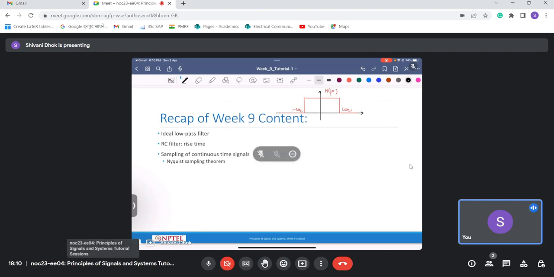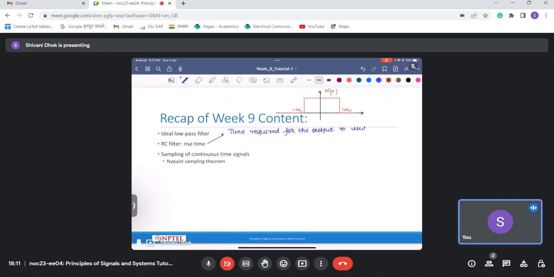So this concept of rise time, let me define it properly. The rise time is basically the time needed or time required for the output to increase or rise from 10% to 90% of its maximum value. Okay, and this T rise for this RC circuit was obtained as 2.1972 RC, which is equal to 0.35 upon F3 dB.